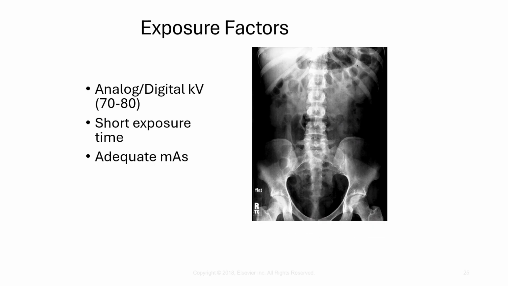The exposure factors, this comes from page 110. They tell you with analog, which is film, you were around 70 kVp on an abdomen. With digital, I know this says 80, but I would say it's closer to 85. So I would say it ranges, typically we use 80 to 85 kVp.